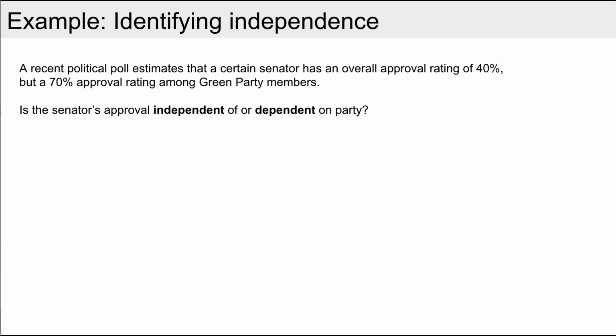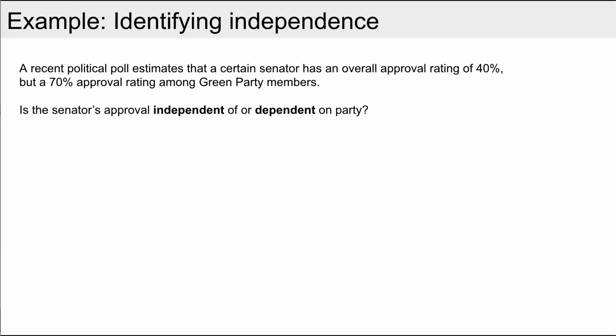Now that we've established some theoretical results, let's apply them. Let's first consider how we can use these definitions to identify whether two events are independent or dependent. For example, suppose a recent political poll estimates that a certain senator has an overall approval rating of 40%, but a 70% approval rating among Green Party members. Does this information imply that the senator's approval is independent of or dependent on political party?